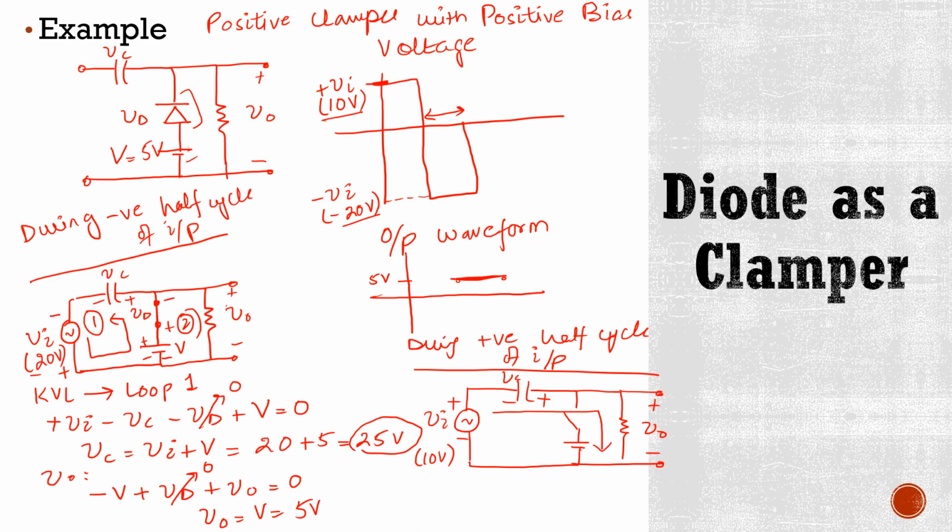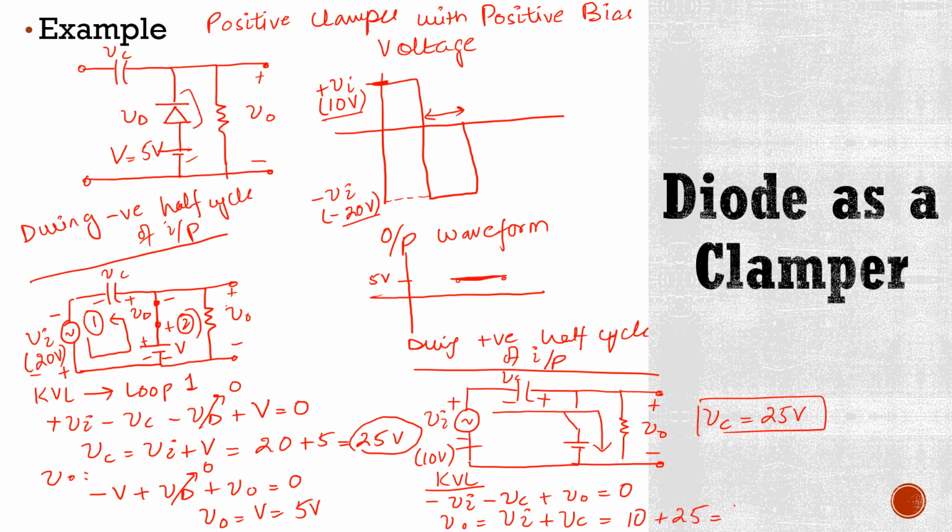So now if we write our KVL equation here, we start from this point. It is minus Vi minus VC plus V naught is equal to 0. So V naught will be Vi plus VC, and again here this capacitor will retain its voltage, which is 25 volts. It means here this V naught will be 10 plus 25 is equal to 35 volts. So this is the output voltage during positive half cycle.